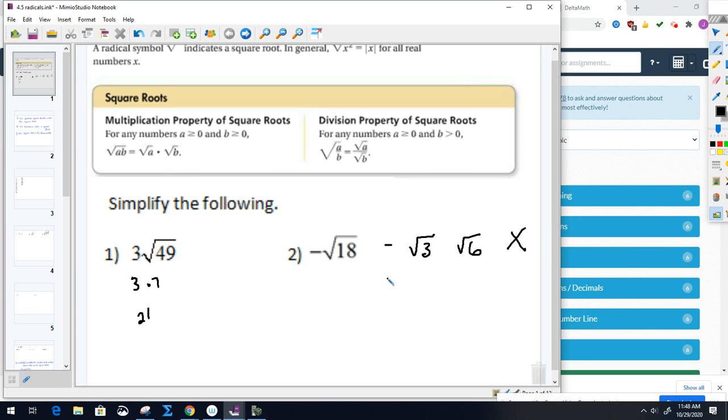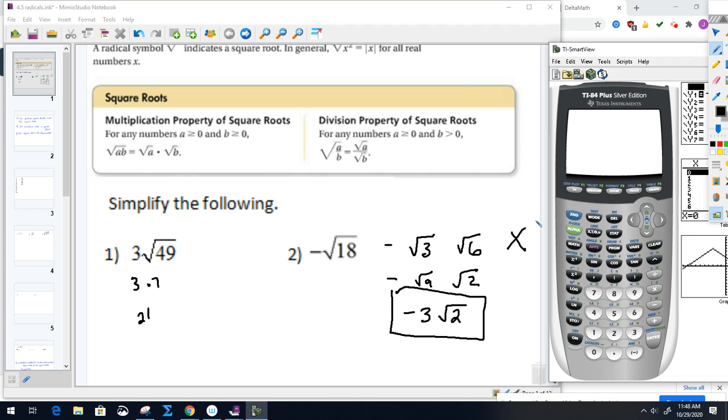Well, what if I wrote it as this? The square root of 9 and the square root of 2. 9 times 2 is 18, but what's the square root of 9? The square root of 9 is equal to 3. So this is mathematically considered simplified because I rewrote 18 as the square root of 9 and the square root of 2.